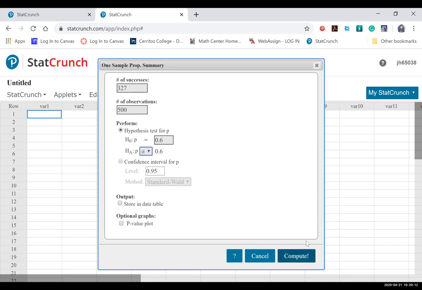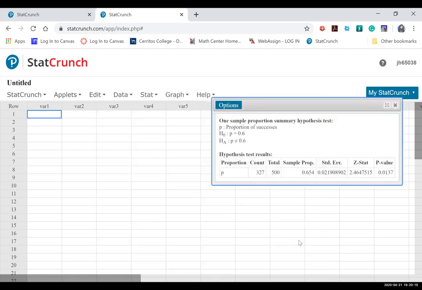Okay, and then it says down here, I don't know if you can see it, compute, at the very bottom. And it says, what's your p-value? Your p-value is right here. Your z-score was 2.46 and your p-value was 0.0137. Okay, that's how we would get this one.